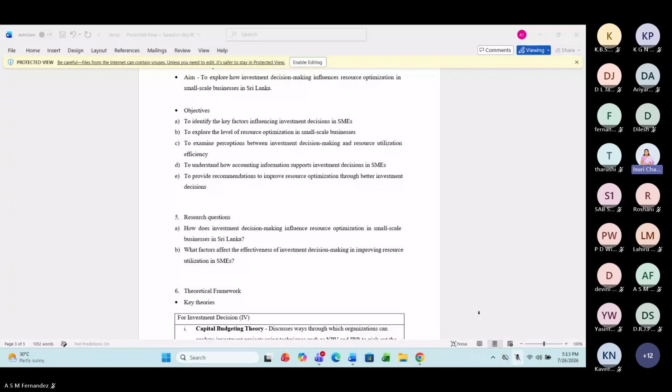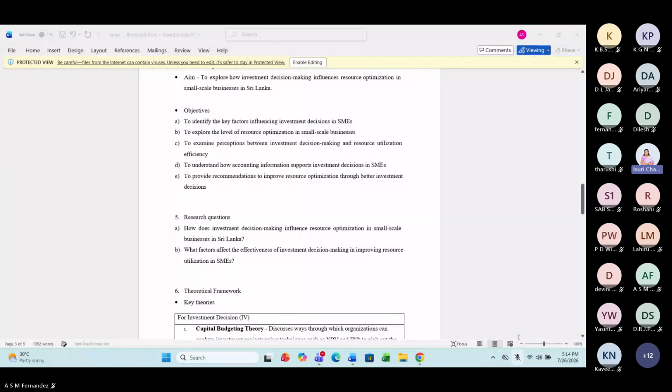Understand, the word you have mentioned in objective D. We are not normally using that action verb, because we can't measure understanding. So replace it with an action verb. Recommendation also is not an objective. That has to be done in your recommendation chapter. So giving recommendations by creating an objective for that is not necessary.